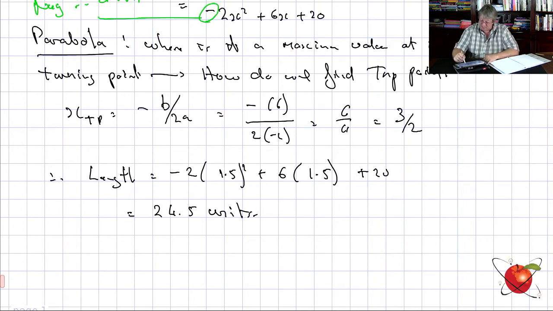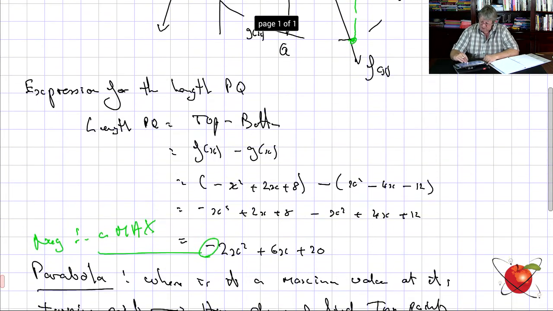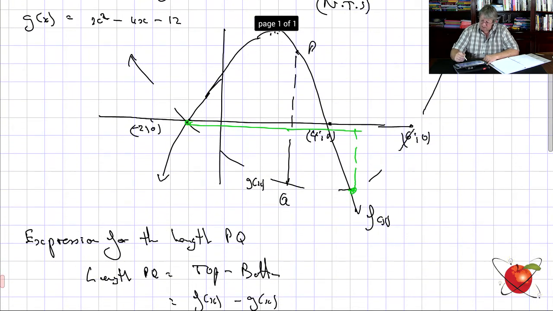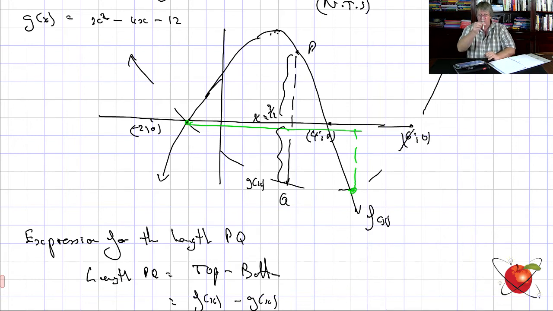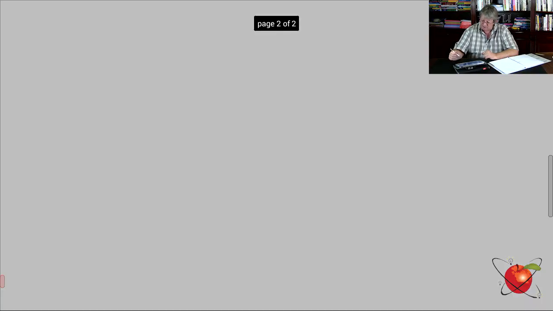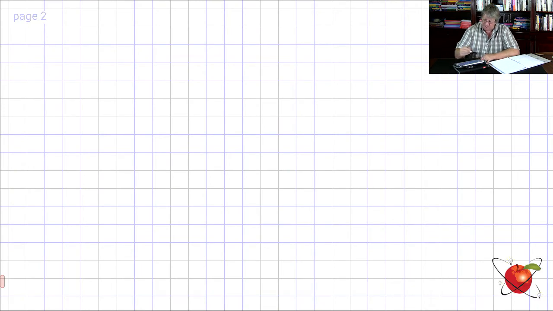Now, let's just check. Hold on. Let's just check and see that, shall we? Well, we said that the length is going to be a maximum at x equals 1.5, 3 over 2. So at x equals 3 over 2, that's where it's going to be equal to that 24.5 units. Let's just check ourselves. Well, quite straightforward. How do we do it?